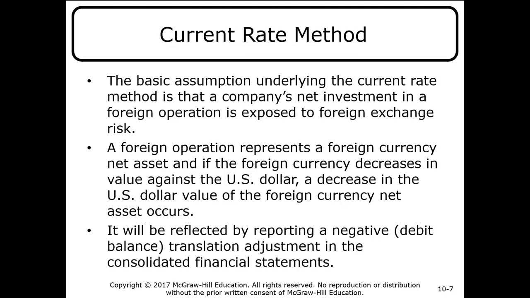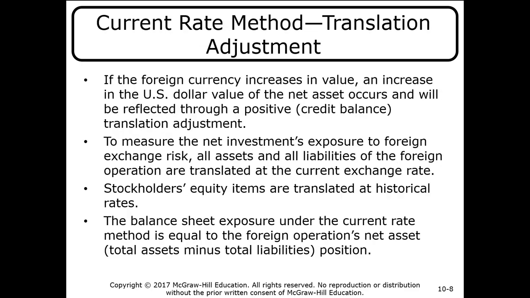The current rate method is the assumption that the foreign operation is a currency asset, and we will reflect the translation adjustment as part of our stockholders' equity in the consolidated financial statements. And then the current rate method is also generating risk, but the exposure is equal to the net assets, essentially their net worth, their stockholders' equity section.